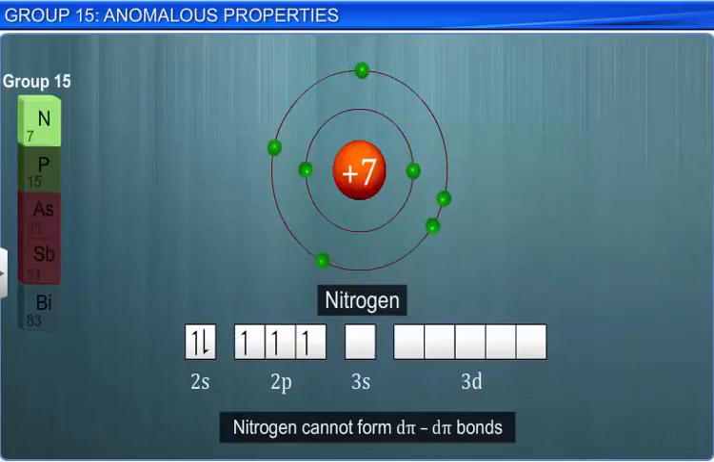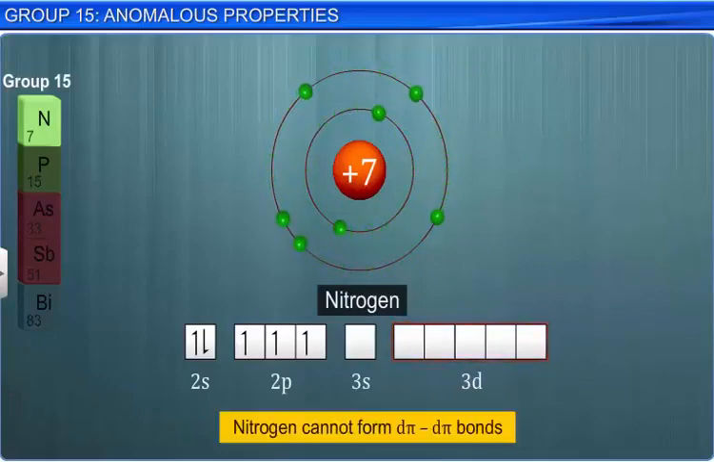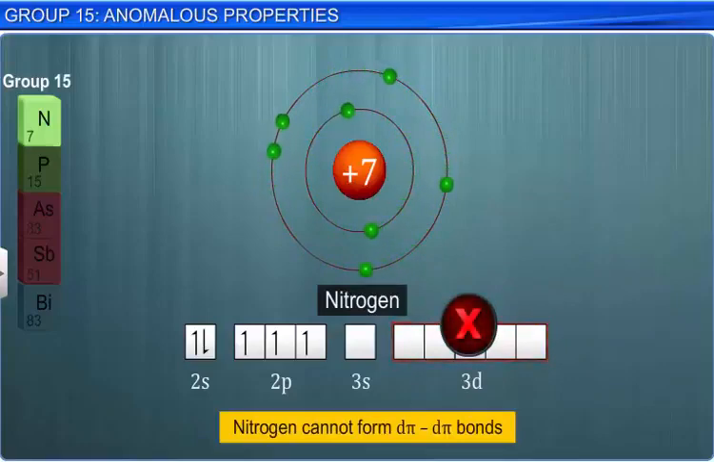For the same reason, that is, due to the absence of d orbitals in nitrogen, it cannot form d-pi, d-pi bonds.